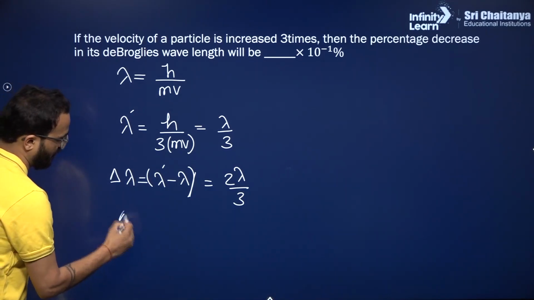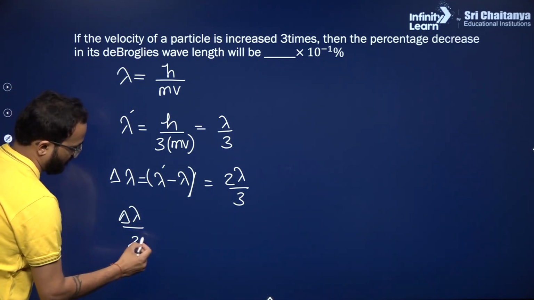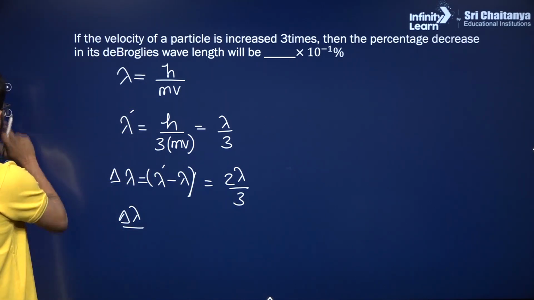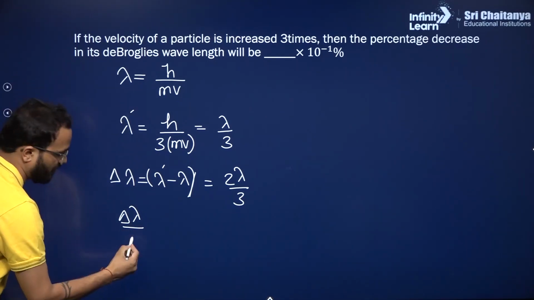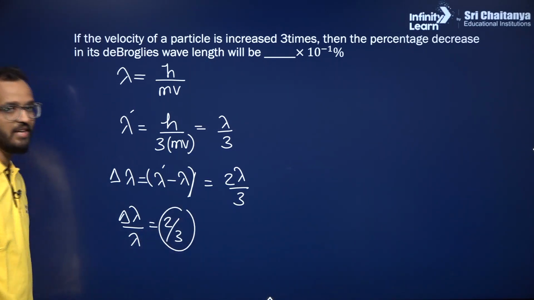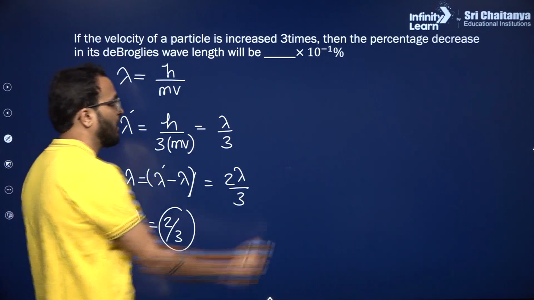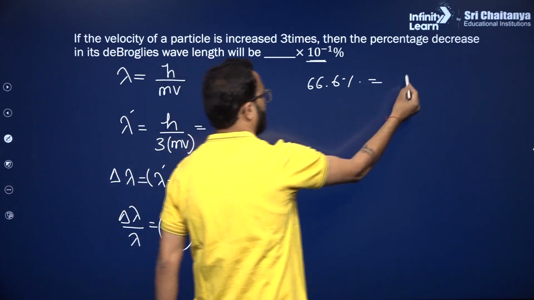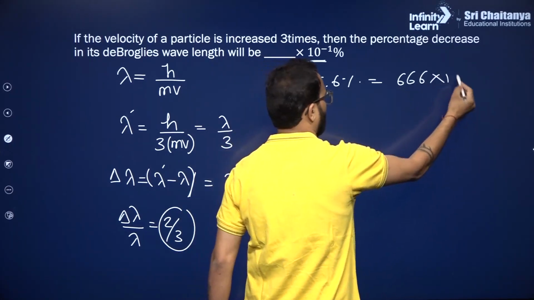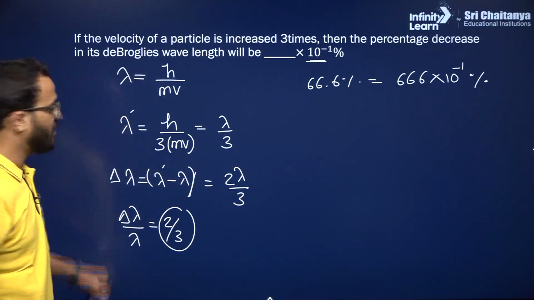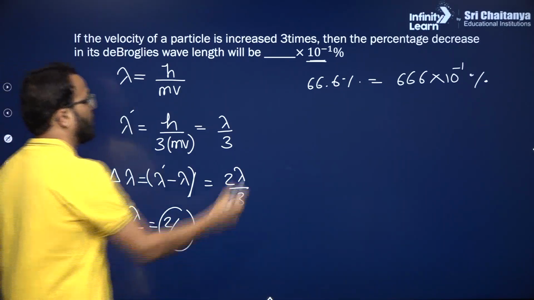Percentage wise it will be 2 by 3. Fraction wise it is 2 by 3, percentage wise will be what? 66.6 percent. But remember very carefully, 66.6 percent is actually 666 into 10 to the power minus 1 percent. So here the answer will be 666. Did you understand this?